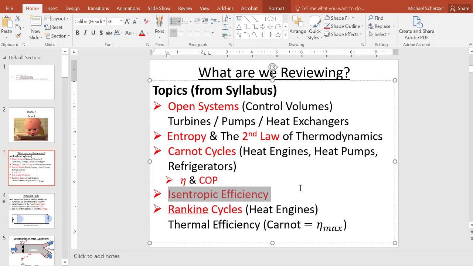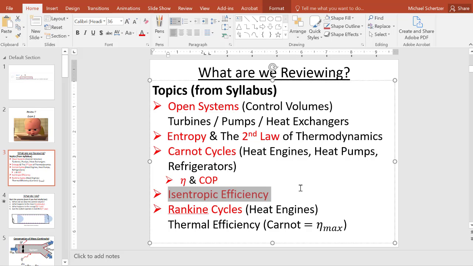And then we can use the isentropic efficiency, which compares the power, say, generated out of a real turbine to an ideal turbine, or the power consumed by a real pump to an ideal pump. And then that isentropic efficiency tells us that.